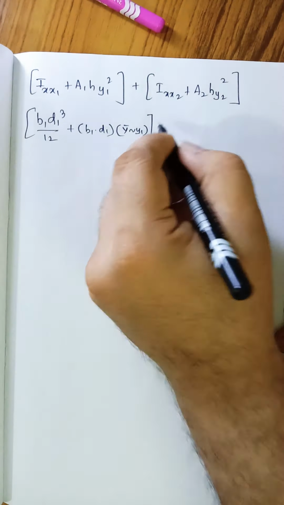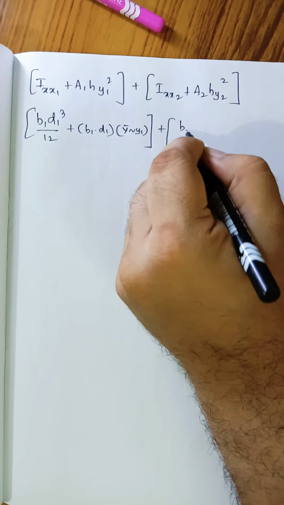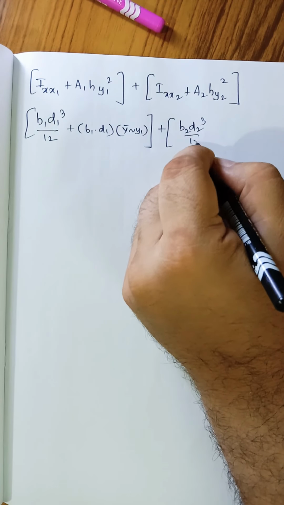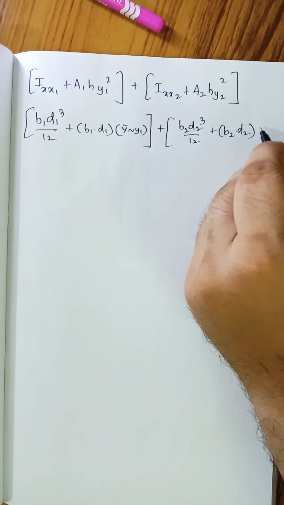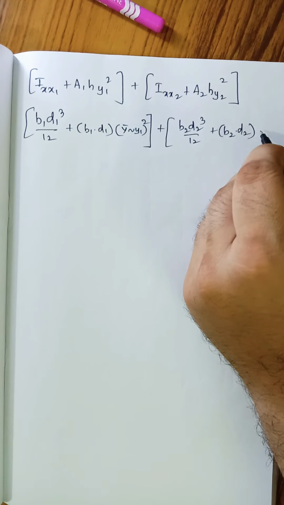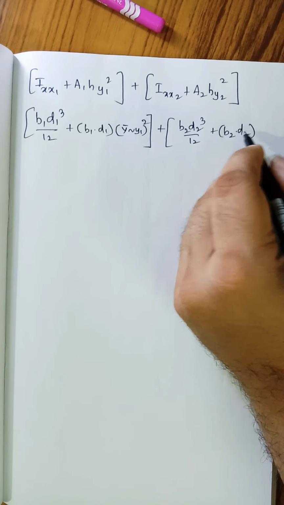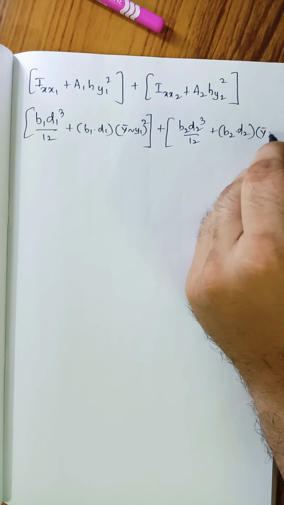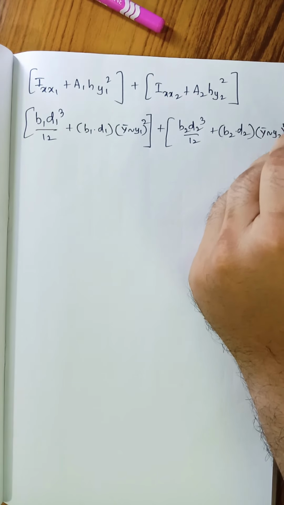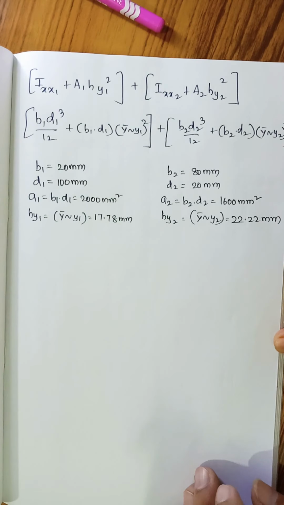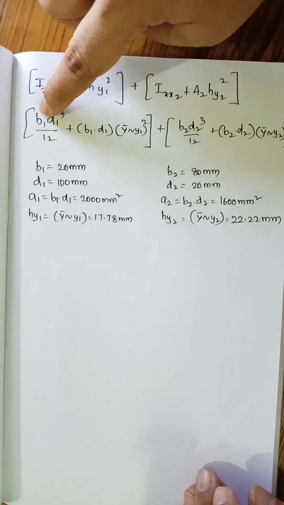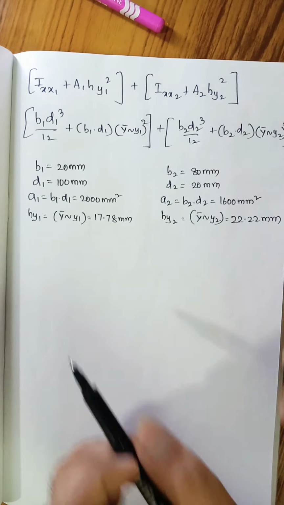This is for the first rectangle, and for the second rectangle it will be b2 d2 cube divided by 12 plus b2 multiplied by d2, which is a2, multiplied by the square of the difference of y bar and y2. Now to substitute these values, I'm just writing down all the values over here.